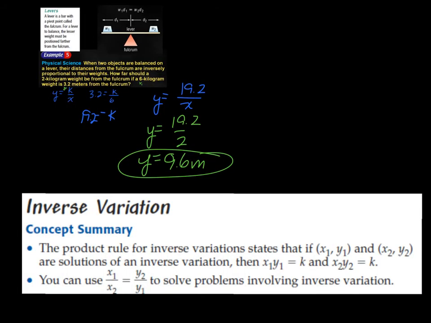The product rule for inverse variation states that if (x sub 1, y sub 1) and (x sub 2, y sub 2) are solutions of an inverse variation, then we can use the proportion x sub 1 over x sub 2 equals y sub 2 over y sub 1 to solve problems involving inverse variation. Personally, I preferred the form y equals k over x because it was more similar to the y equals kx that we used for direct variation earlier in the same textbook.